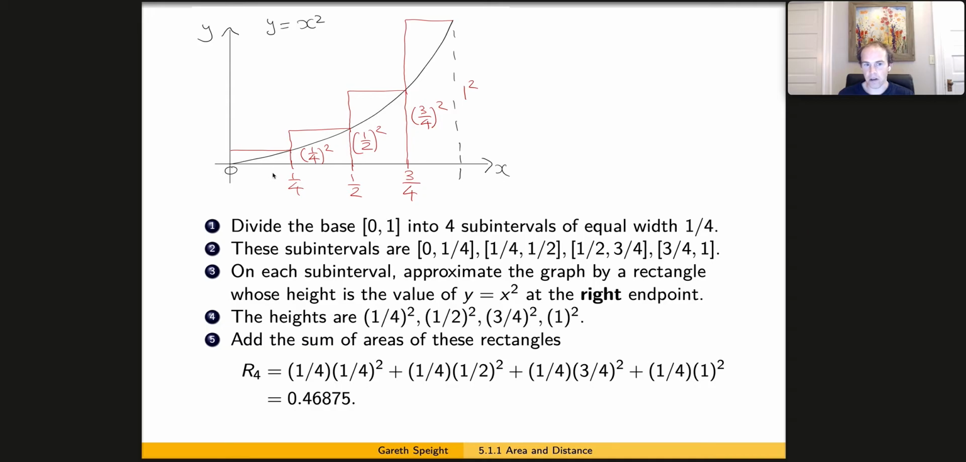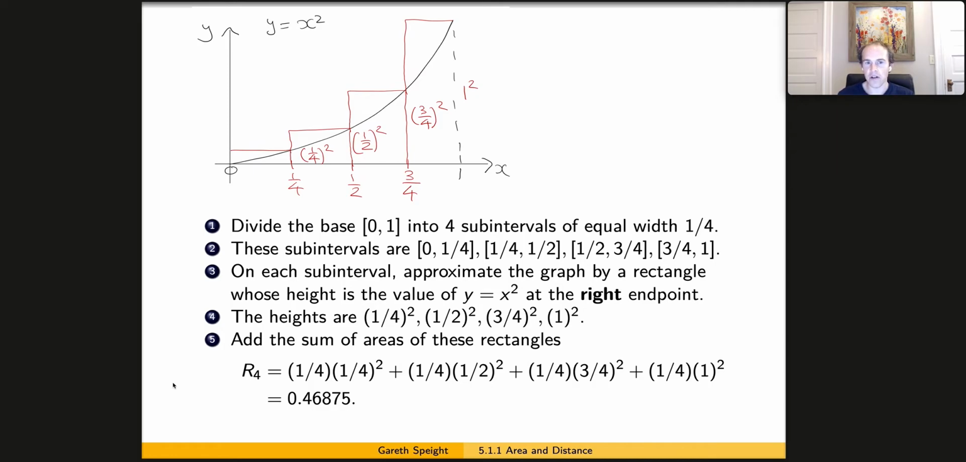So the area of the first one will be base times height. It will be 1/4 times 1/4 squared. The area of the second one will be 1/4 times a half squared. The area of the next one will be 1/4 times 3/4 squared. Then finally 1/4 times 1 squared. Each of these 4 terms is the area of one of these rectangles. If you plug those into a calculator and add them up, you'll get 0.46875.